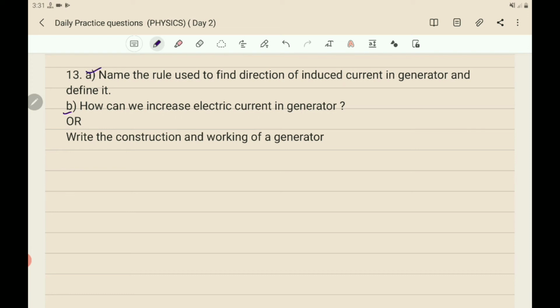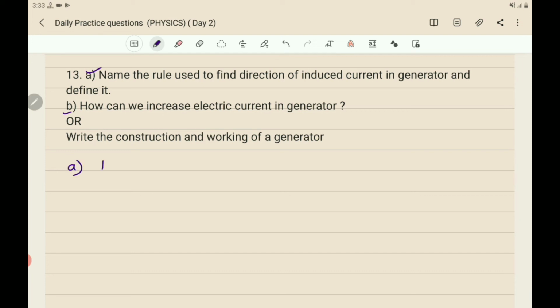Now let us write the answer to the question. A. Name the rule used to find direction of induced current in generator, and we have to write the definition of this rule. So what is that rule? That is Fleming's right hand rule. This gives the direction of induced current. Fleming's right hand rule gives the direction of induced current in a conductor.